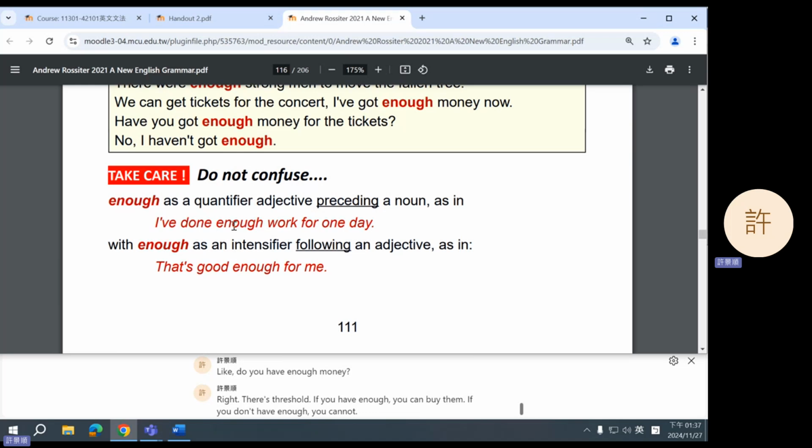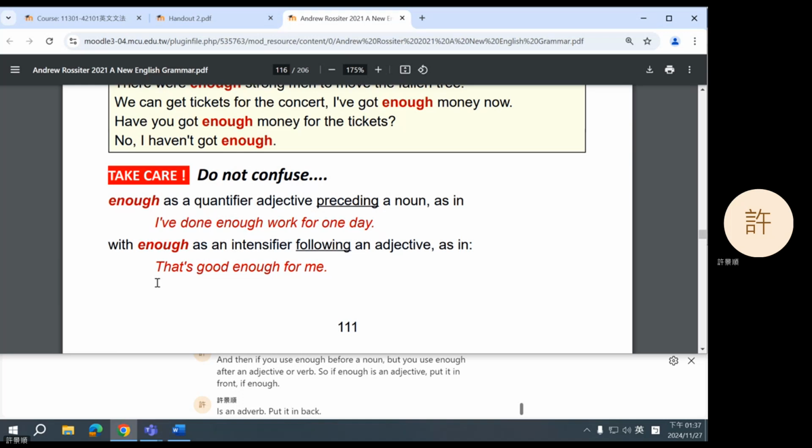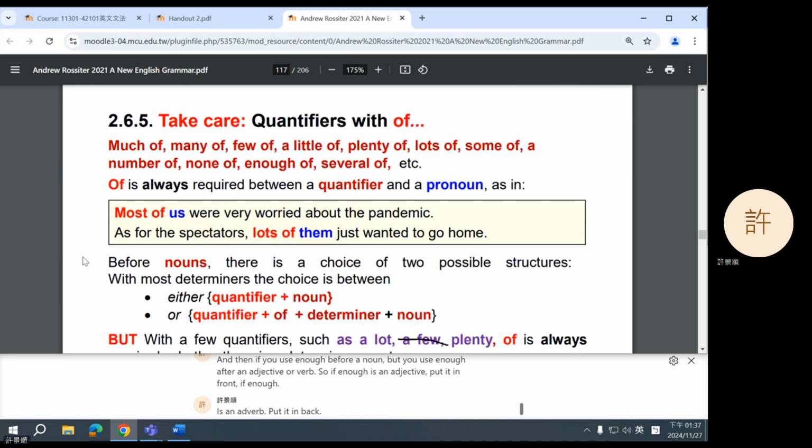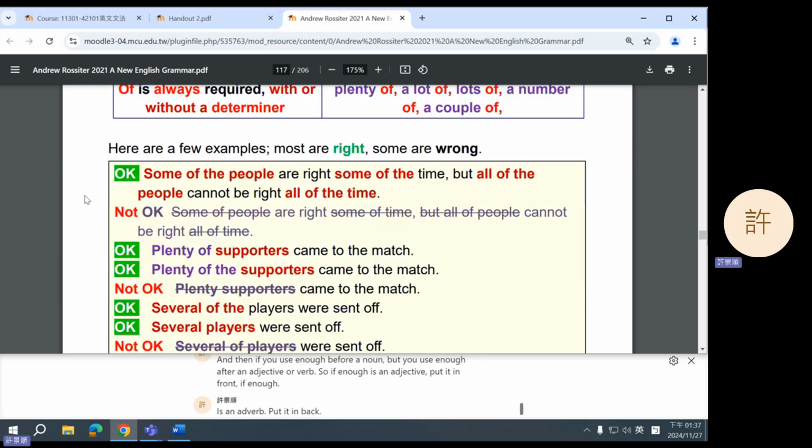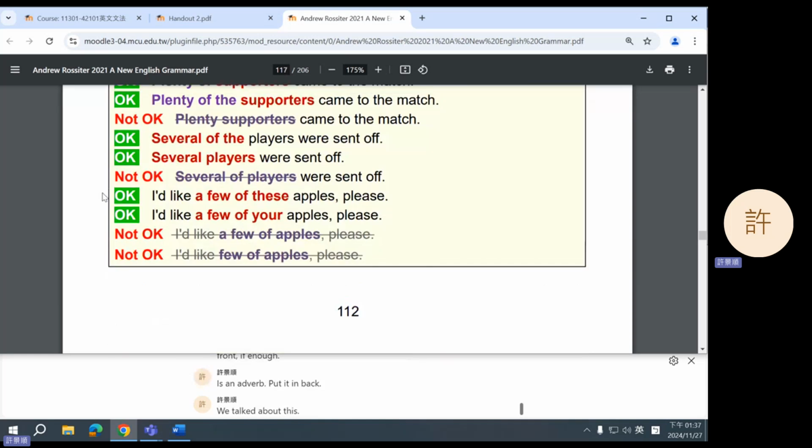And then you use enough before a noun, but you use enough after an adjective or verb. So if enough is an adjective, put it in front. If enough is an adverb, put it in back. We talked about this. These are just some reminders. Okay, that's quantifiers. Questions?